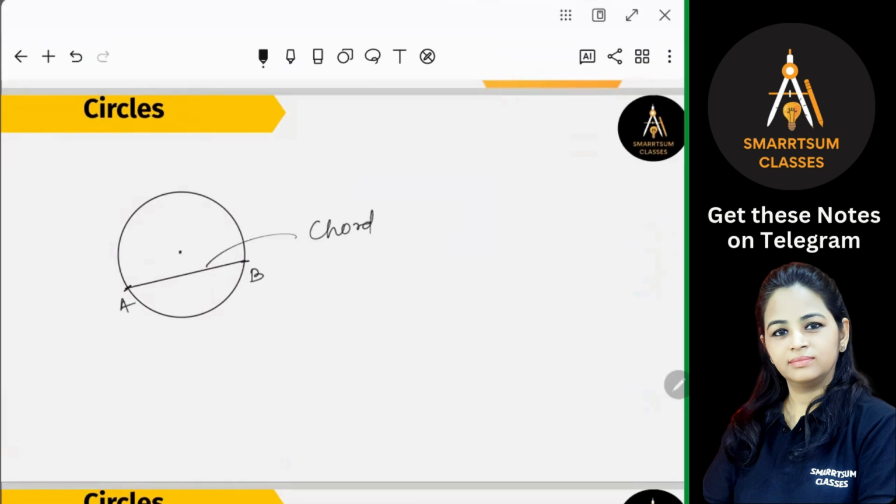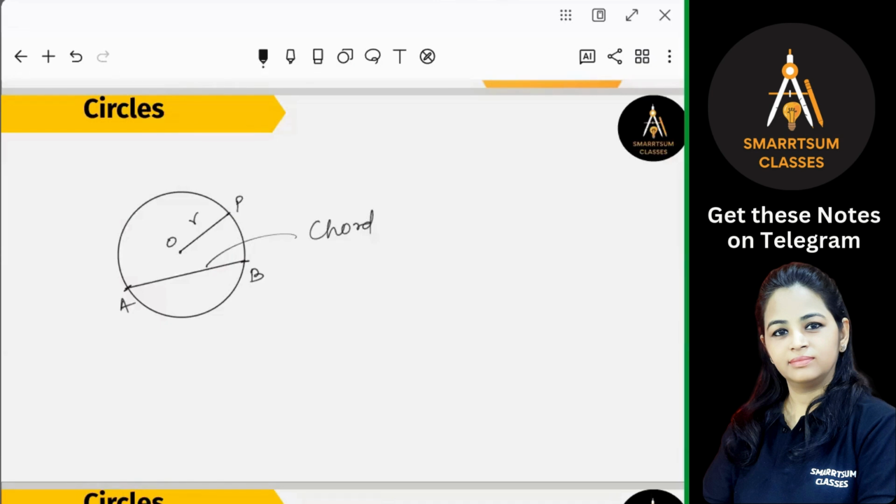A circle has a center. This is the center O of the circle. The distance of the center and any point on the circle is always the same. Suppose this is point P, and the distance of O and P is always the same. If you take any point on the circle and take its distance from the center, that is always the same and that is called the radius R.